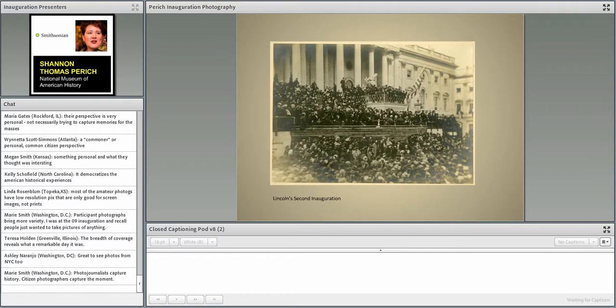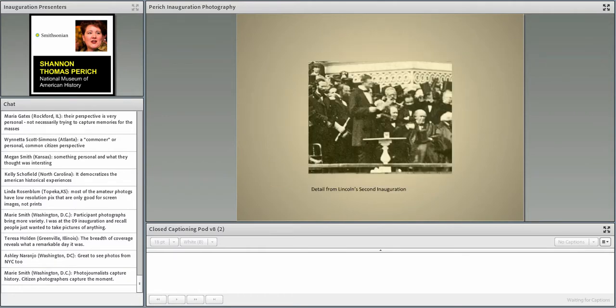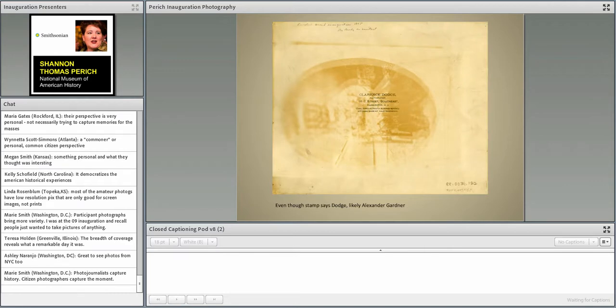And we'll just go in just to prove to you that it's Lincoln. There he is. And let me show you the back of this. We're going to go back to the whole image in just a second so you can see it.